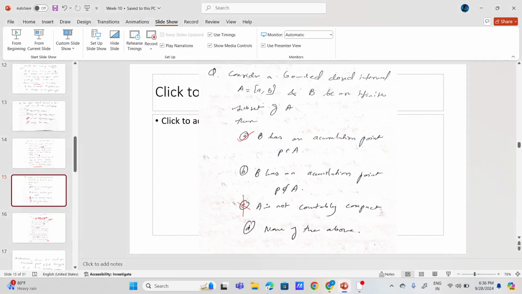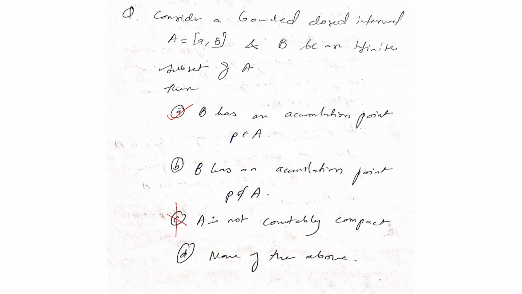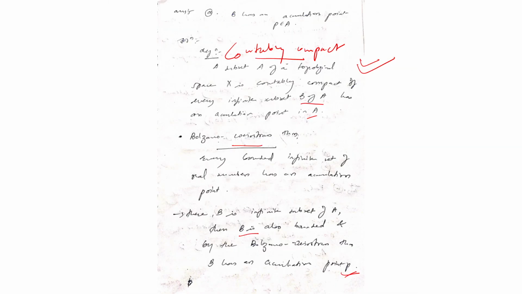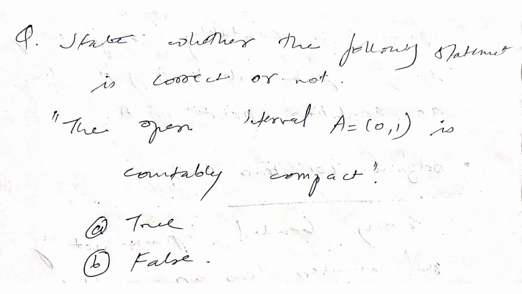Okay, so let's move to the next question. State whether the following statement is correct or not. The statement is: the open interval A = (0, 1) is countably compact. Is it true or false?